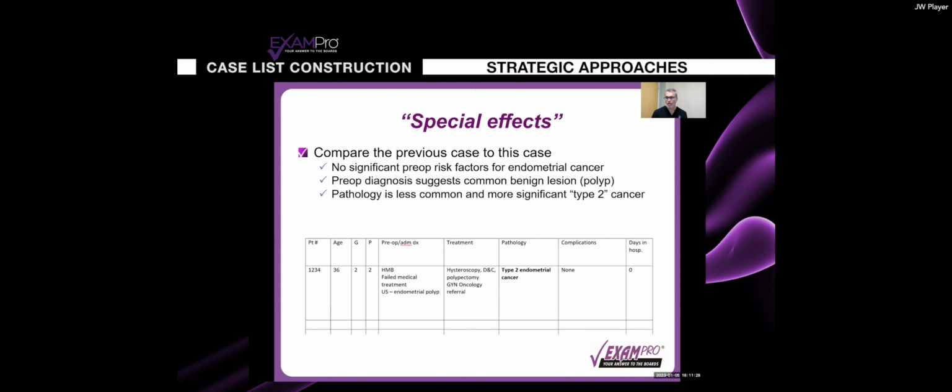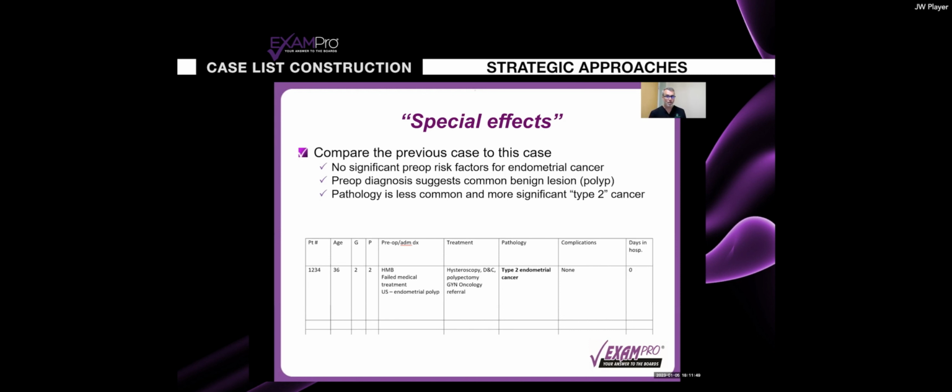We, of course, would do a hysteroscopy, D&C, polypectomy. I think that's very straightforward. And lo and behold, we got type 2 endometrial cancer. Now, in this case, I think it's a little more justifiable to use a special effect. We're trying to draw attention to the unexpected and somewhat more significant diagnosis of a type 2 endometrial cancer.